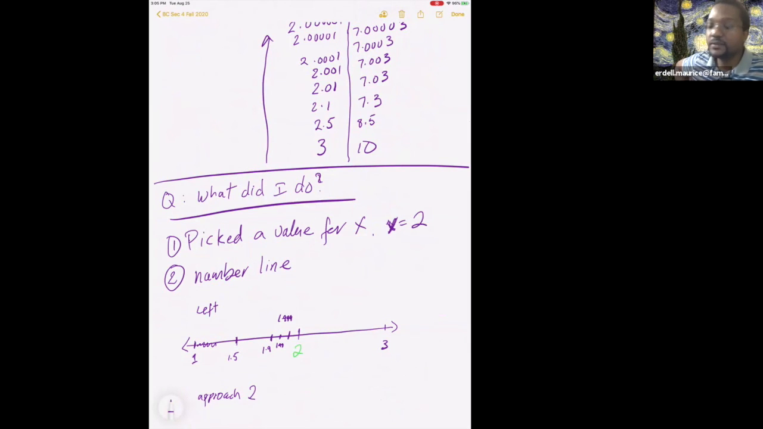So what I did was I picked a number of interest, x equals 2. And then I went to the left of that number, and then I kept getting closer and closer to that number. In mathematics, we say I kept approaching that number in an orderly fashion.